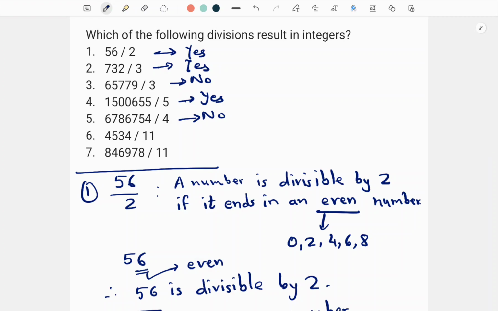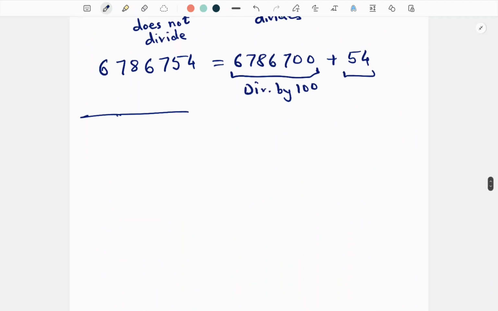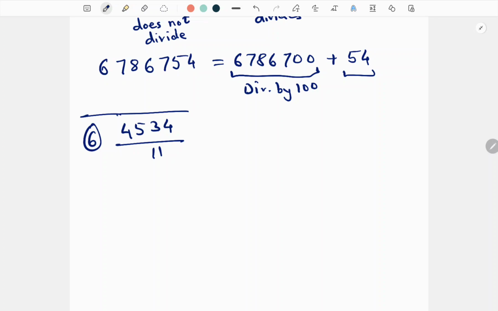Divisibility by 11. So let's talk about this. 4534 divided by 11. We want to know if 11 divides this number without actually doing the division. So the rule for 11 is slightly different from other rules. So let's write this number, 4534. We take the addition of the numbers in the even places and the addition of the numbers in the odd places, and if their difference is divisible by 11, then the entire number is divisible by 11.